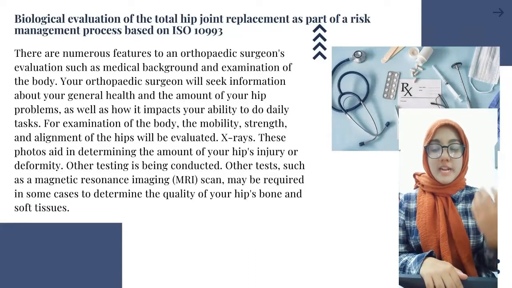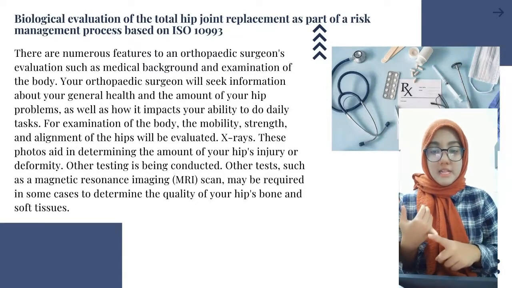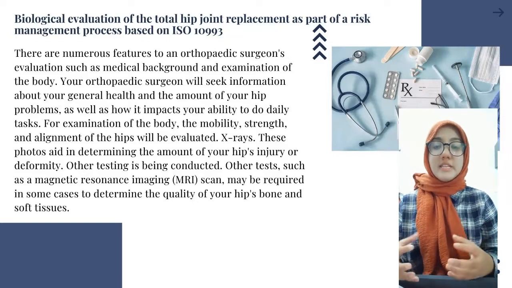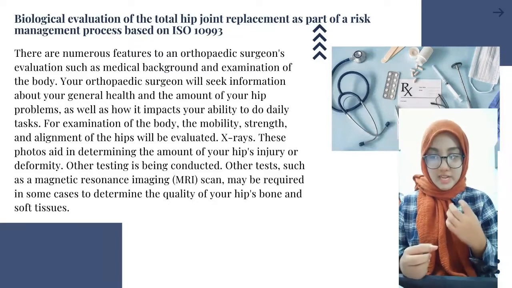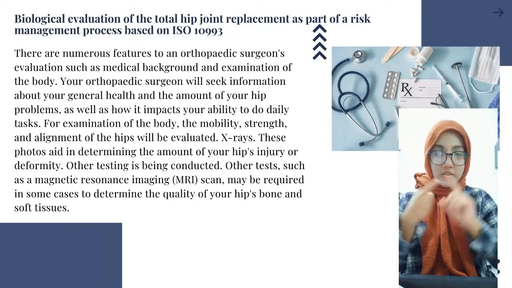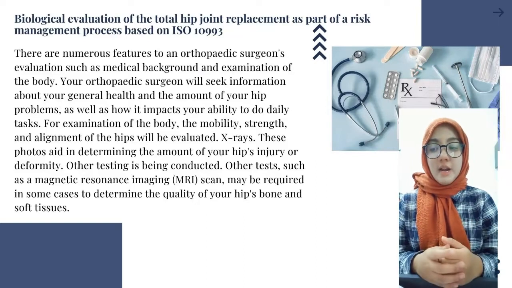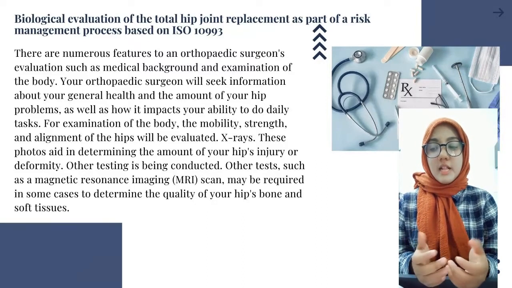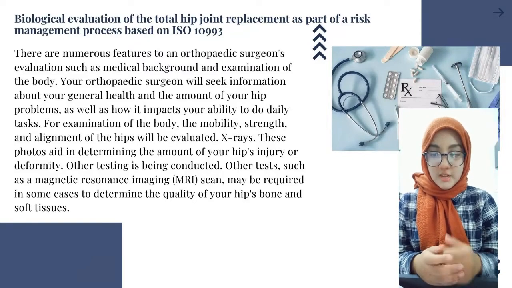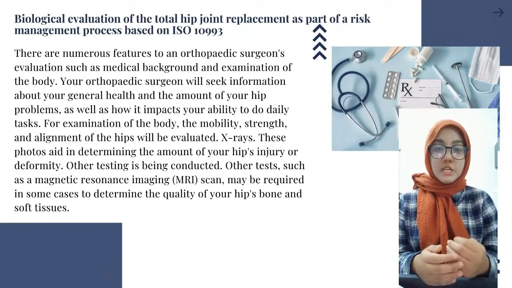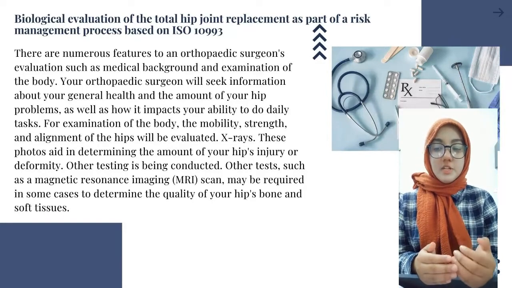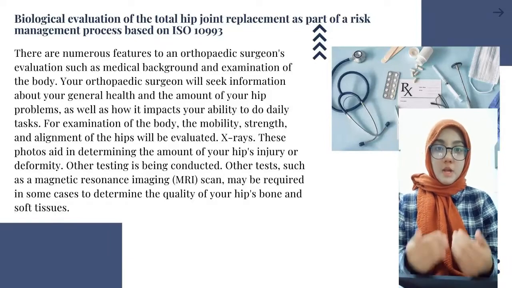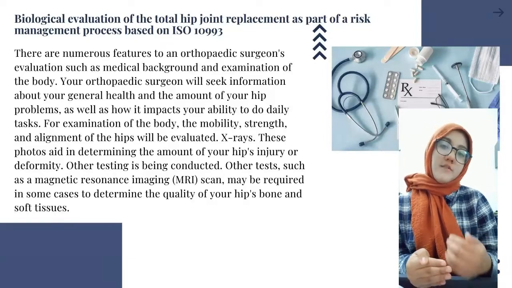For example, in the examination of the body, the mobility, strength, and alignment of the hip will be evaluated. The mobility is the movement, and then how strong it is, and the alignment, how the parts contact each other, will be examined by the orthopedic surgeon. X-rays aid in determining the amount of your hip injury and deformation. Other tests, such as a magnetic resonance imaging (MRI) scan, may be required in some cases to determine the quality of your hip based on the soft tissue.